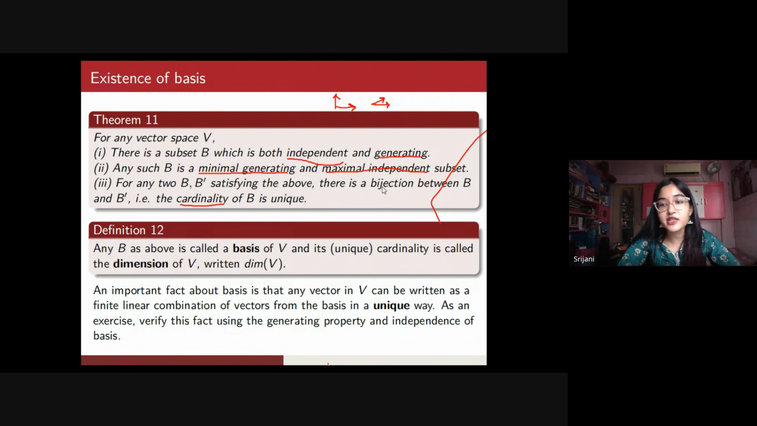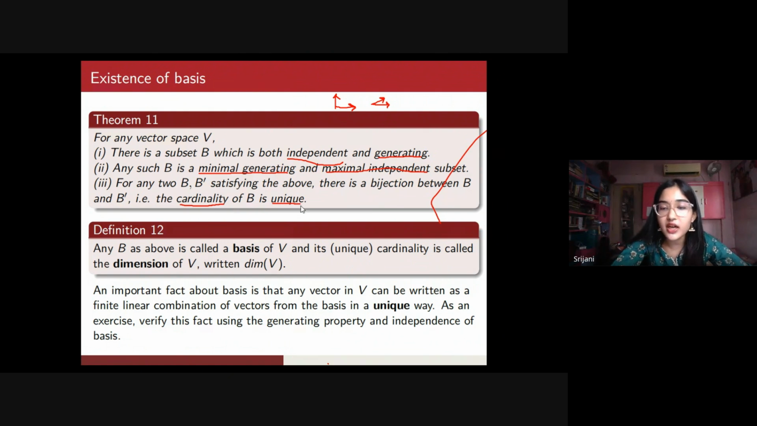Now here I've written bijection because a basis may not be finite. In most examples that we will see, the basis is finite, but one example is the set of all polynomials. There the basis is not finite. I don't know if you know the concepts of countable and uncountable, but the basis there is still countable, though there can also be uncountable bases. So cardinality of basis same means there is a bijection between the sets. In case of a finite basis, we can say that this number, the cardinality, is unique.